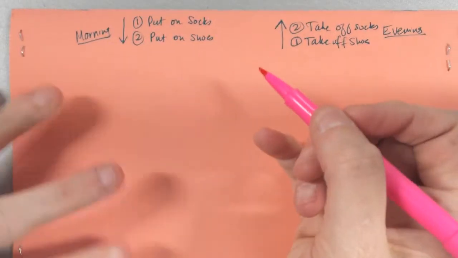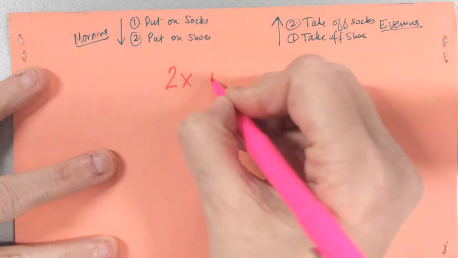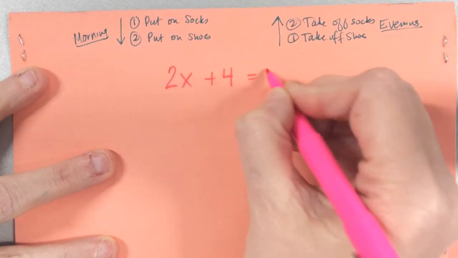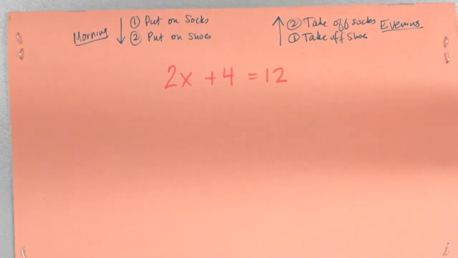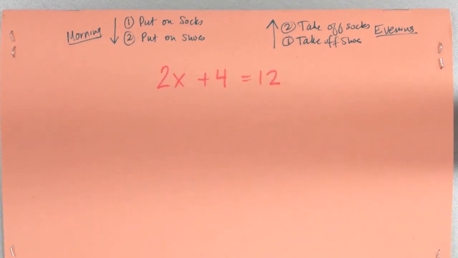Okay, so the first thing we're going to do is 2x plus 4 equals 12. That's the equation we're going to solve. I feel like I can make this clearer. Sorry, just a second.